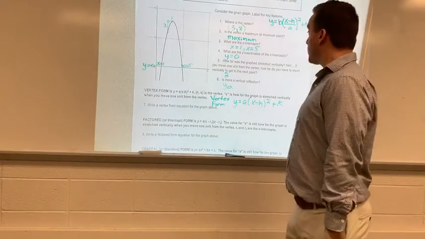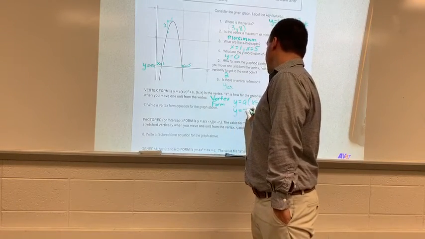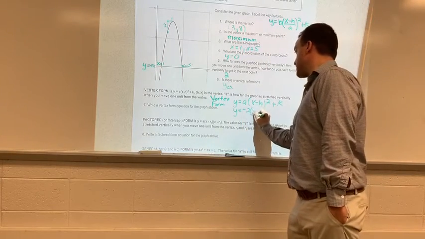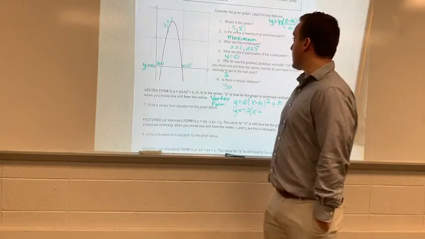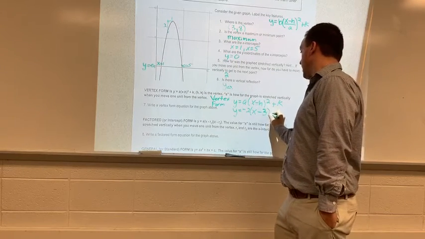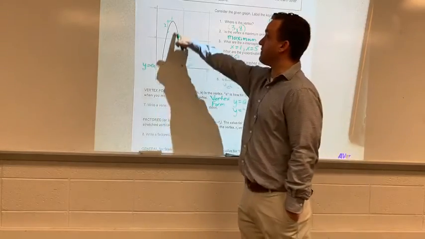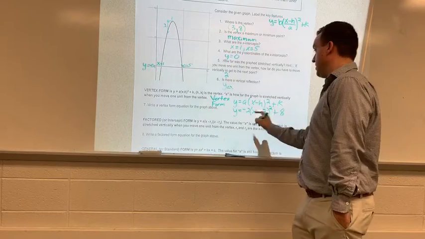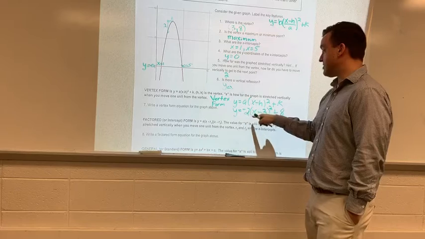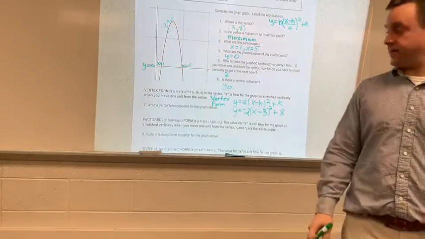So putting in what we have from above, we know that y equals -2 because we had a reflection and a stretch times x minus, we had a horizontal translation of 3 for the vertex. So x minus 3, don't forget to square it. And then plus, I move the graph up 8, so plus 8. So in vertex form, this equation is y equals -2 times in parentheses x minus 3 squared, and then plus 8.